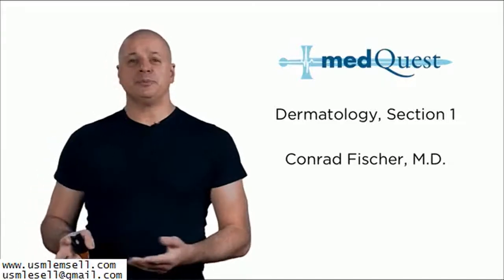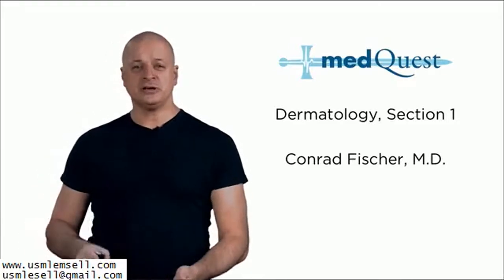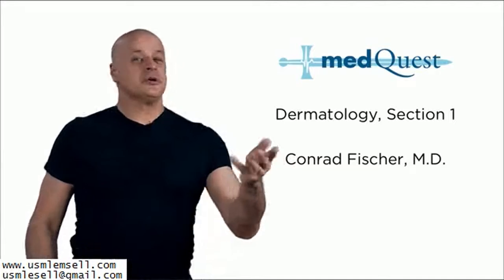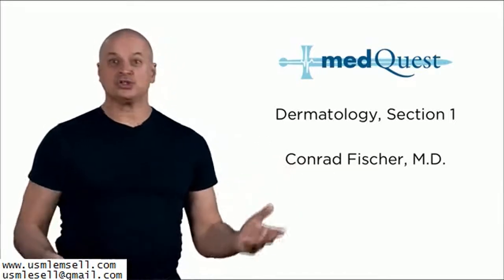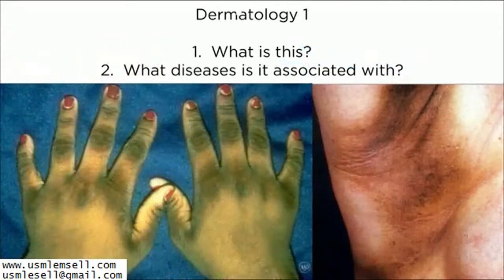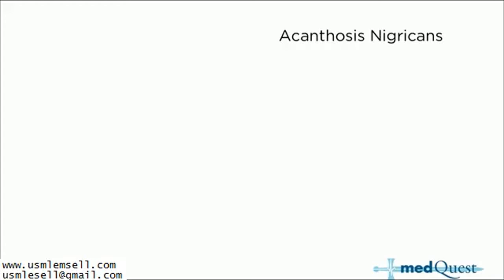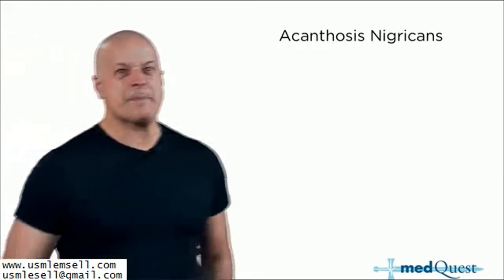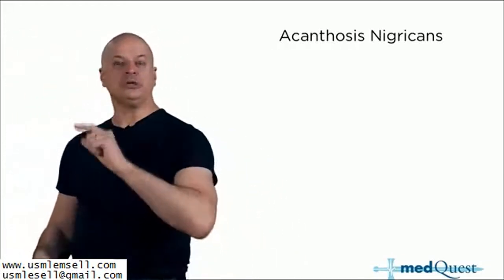They say that beauty is only skin deep, but ugly goes to the bone. Dermatology. Oh my God, what are these disgusting hands? Take a look at these hands. And so what do we have? We have velvety dark brown, hyperpigmented skin lesions associated with obesity, associated with diabetes, associated with colon cancer.